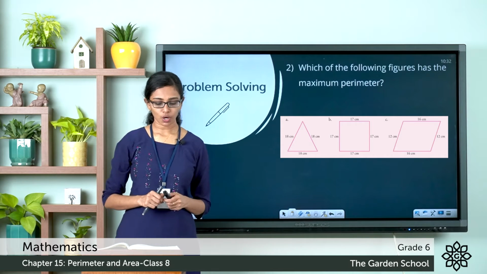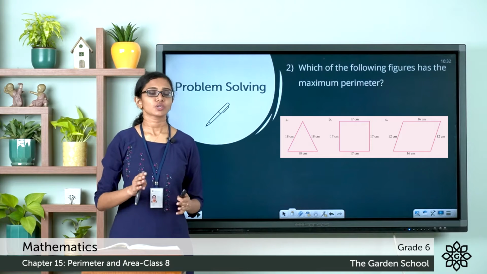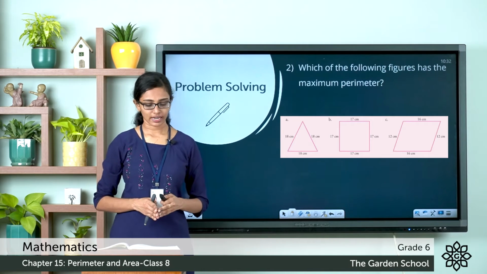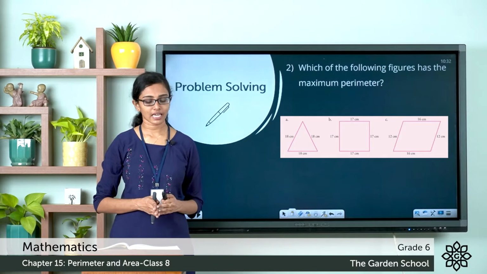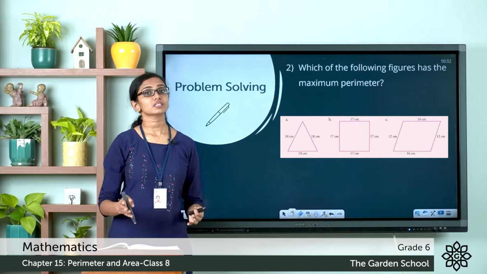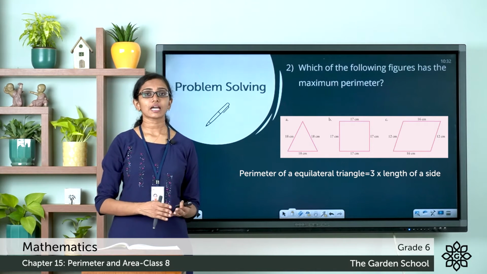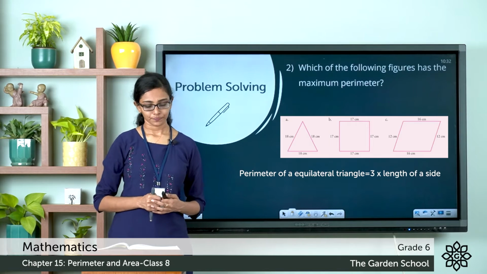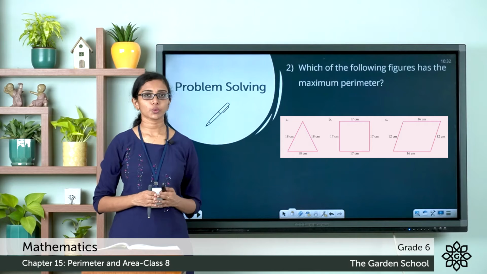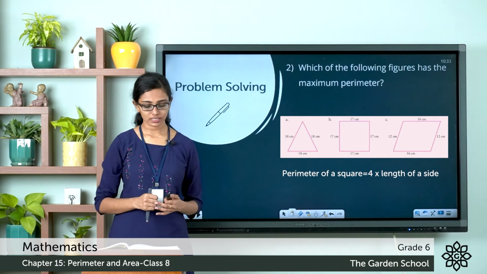It says which of the following figures has the maximum perimeter? Here you are given three figures. The first one is an equilateral triangle, which means all the sides are of the same length. We have learned that for an equilateral triangle, since all the sides are of the same length, the perimeter would be equal to 3 times the length of a side. The next figure is a square. It also has all sides of equal length, so the perimeter will be equal to 4 times the length of a side.